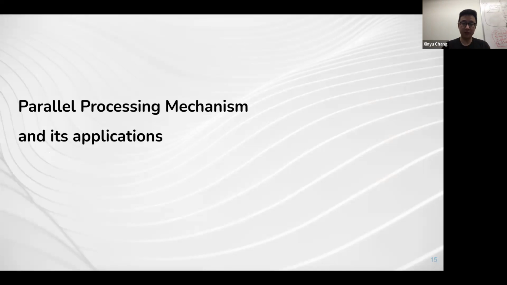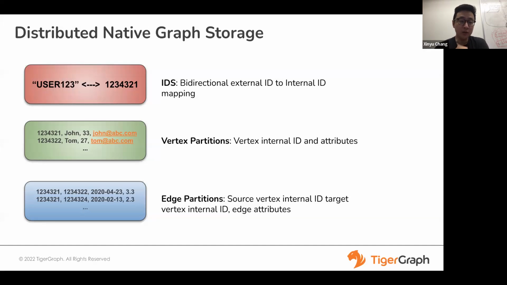Okay, so now let's start to talk about the parallel processing mechanism and its applications. In order to talk about the parallel processing mechanism, we have to discuss how the data is actually stored under the hood. Under the hood, we have three types of data. In the previous part on schema design best practices, I talked a lot about how the ID service works, how we map the external ID to the internal ID, and in the actual graph, they are all in the internal ID format, right?